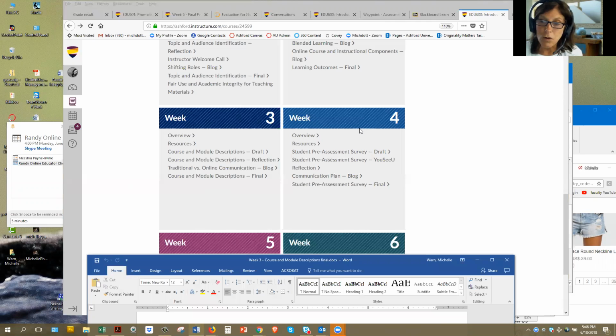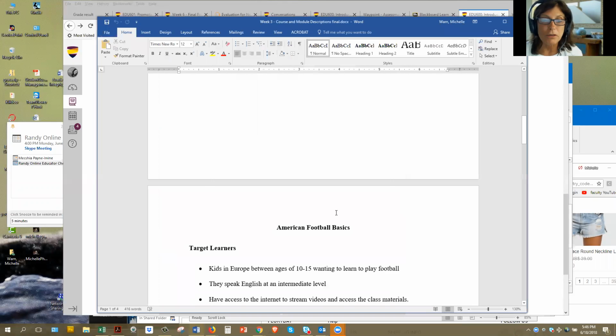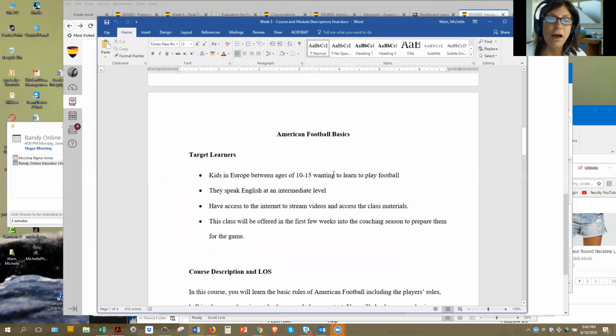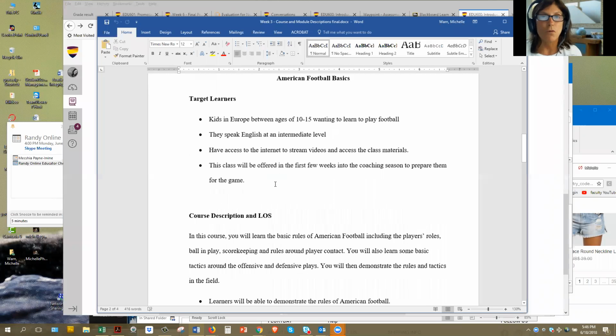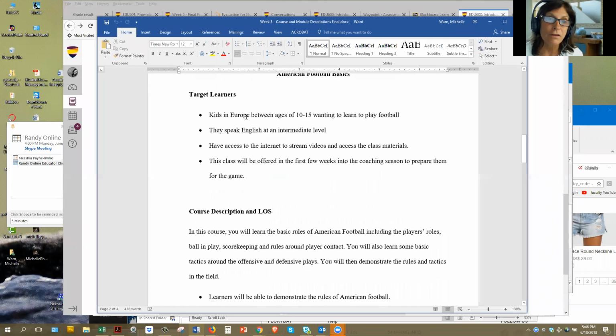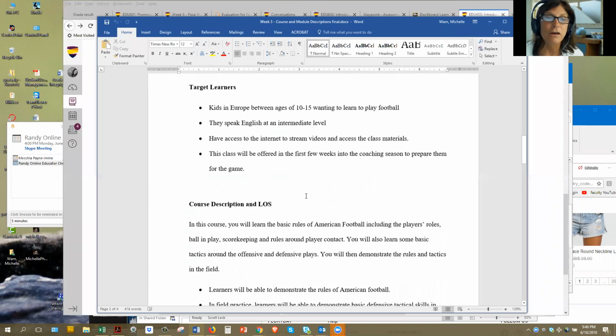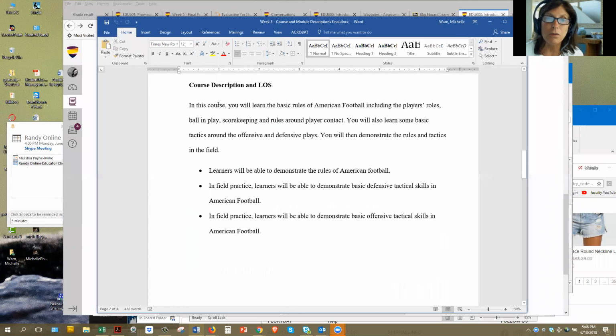Okay, so this is a course in which we are teaching kids in Europe how to play football. This is a course that prepares them for the football. It teaches the rules of the game and the basic tactics and strategies of the game, okay? So we've got the overview of the target learners here, and we've got the course description, where they're going to learn the basic rules, including the roles of the players, the ball in play, scorekeeping, etc., and some basic tactics around offensive and defensive plays, okay?